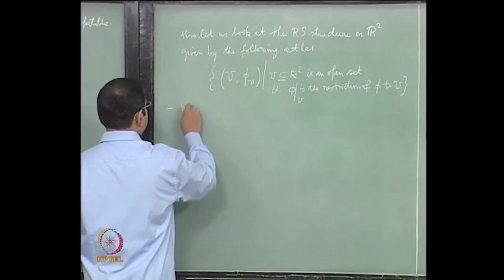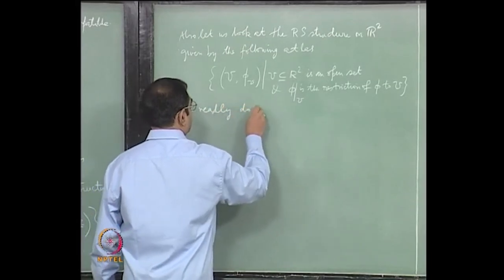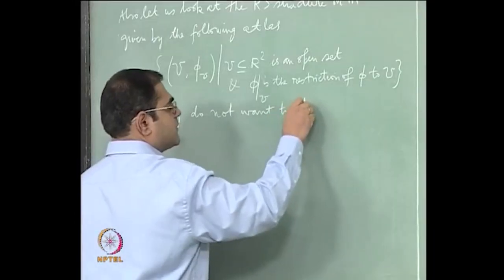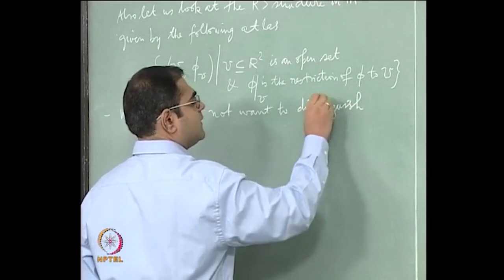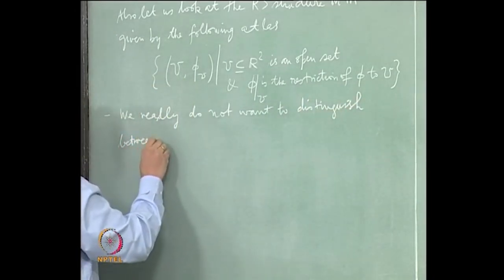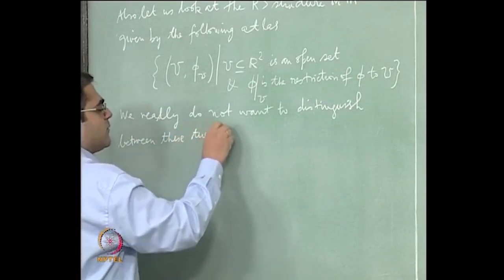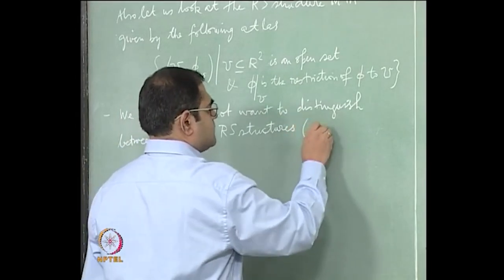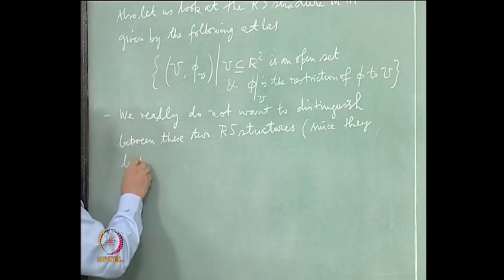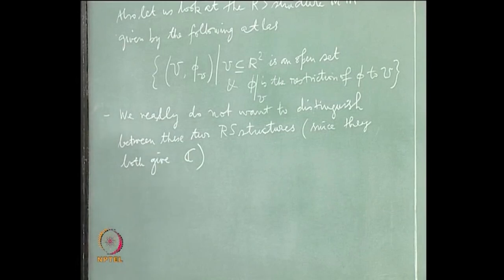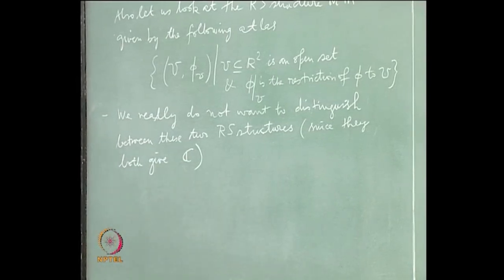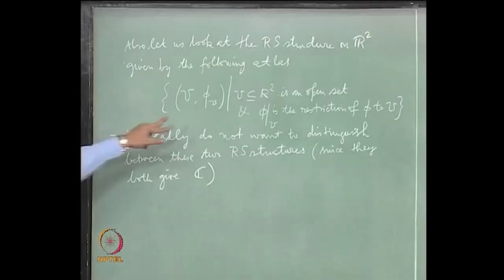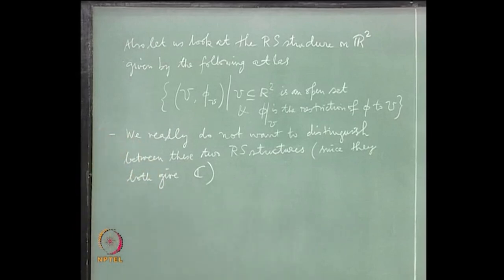So we really do not want to distinguish between these two Riemann surface structures, since they both give C, the complex plane. And why do we say that they give the same Riemann surface structure? Because if you take a function defined on an open subset of R2, it is holomorphic with respect to this structure if and only if it is holomorphic with respect to that structure, because holomorphic with respect to any of these structures is just holomorphic in the usual sense. So really there is no difference in deciding whether a function is holomorphic.